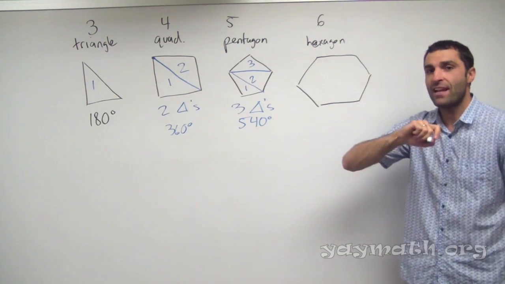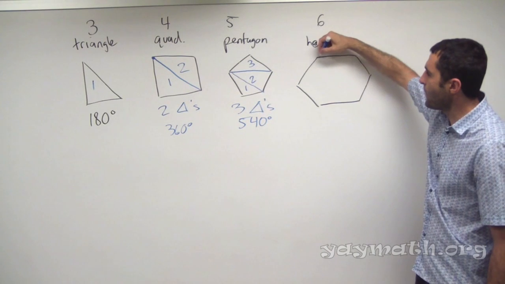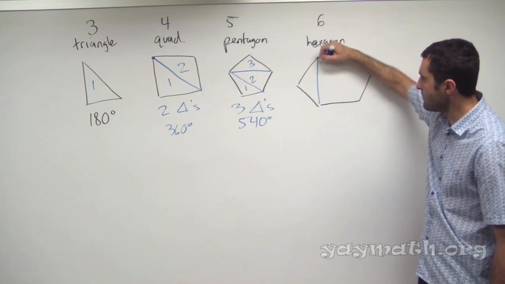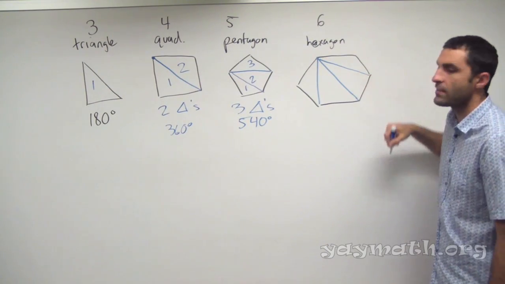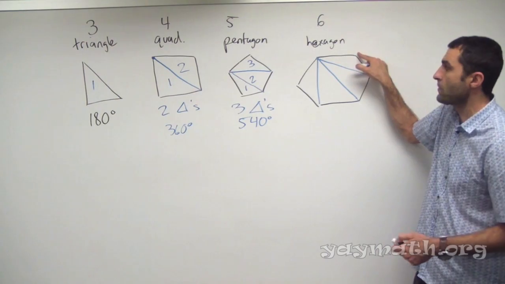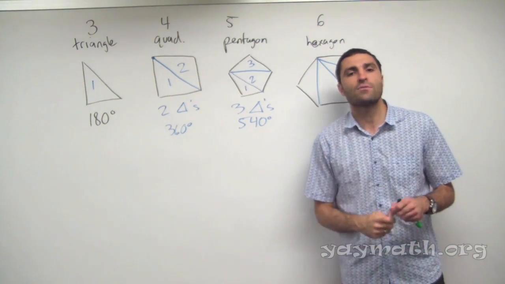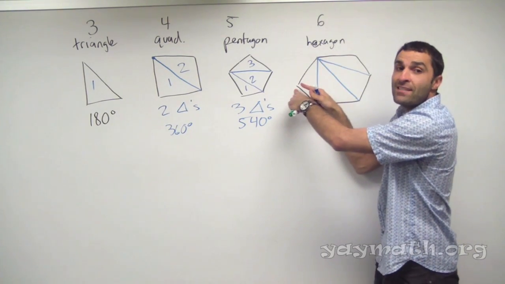Picking any vertex, see how many triangles you can draw. I'll pick this top left one. It doesn't matter which vertex you pick. Does your line have to connect to another vertex? Yes, connecting to another vertex that's not next to it, of course, because that would be a side, wouldn't it?